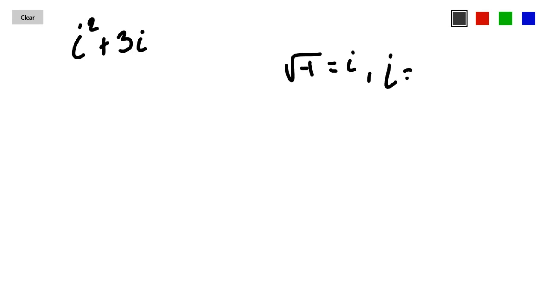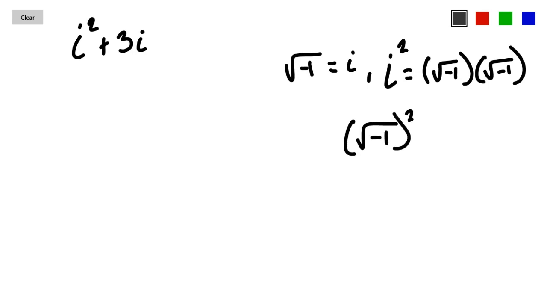I'm going to do a couple more of these. Let's say that I had i squared plus 3i. We know that the square root of negative 1 is equal to i. That means i squared is equal to the square root of negative 1 multiplied by the square root of negative 1. Since I'm multiplying it by itself, I'm squaring it, so this is the same as writing the square root of negative 1, squared. Well, guess what? The root and the square cancel each other, so what I'm left with is just negative 1.